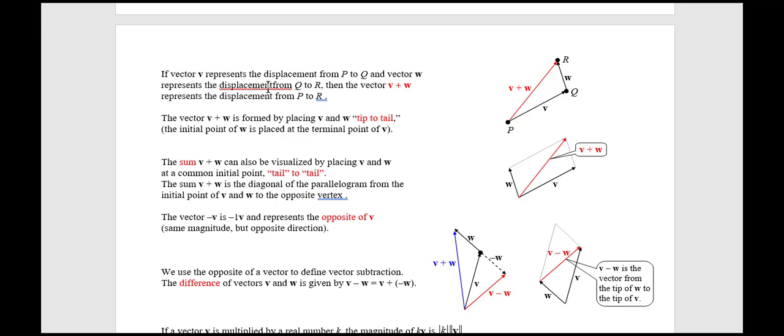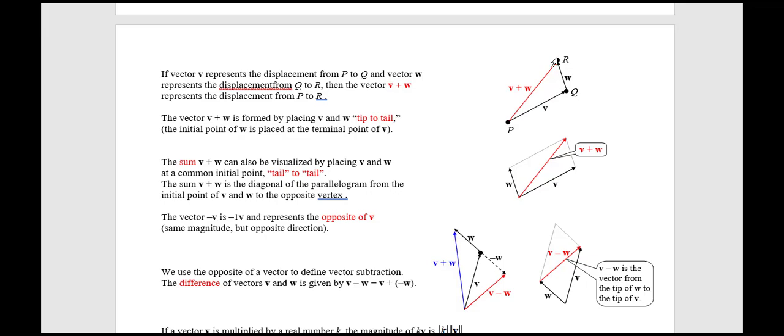So if vector v represents the displacement from p to q, so that's this vector from p to q in black here, and vector w represents the displacement from q to r, here to here, then the vector v plus w, the sum of these two, we define to be just overall what your displacement was if you first made a change of position from p to q, that's the v vector, and then in sequence after that made a displacement from q to r, traveled along the direction and length of that vector w.